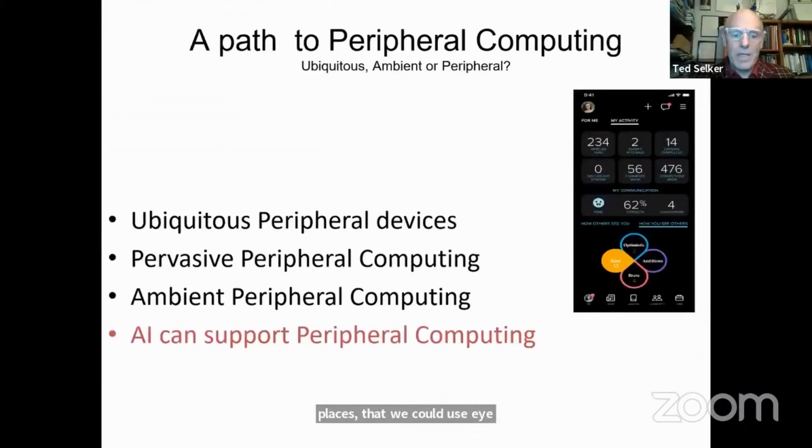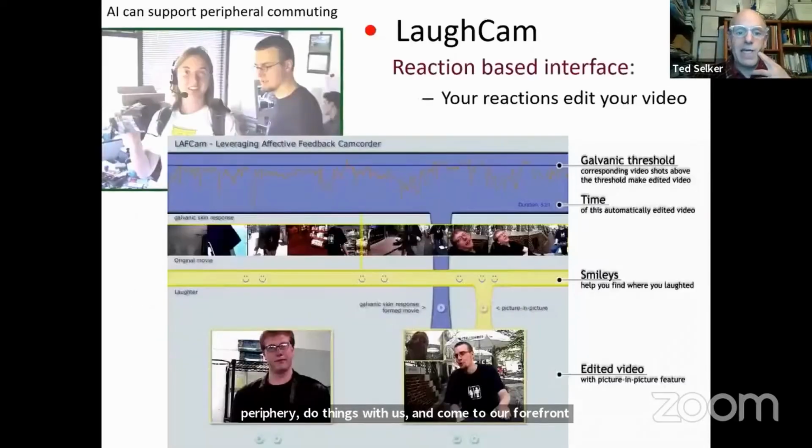And so the actual question that we come to is, as we're building this world where things in the periphery do things with us and come to our forefront when appropriate, how are we going to understand and take care of those problems? So here are some AI examples that I'm really proud of. This is an early one where we tried all sorts of sensors like galvanic skin response and stuff.